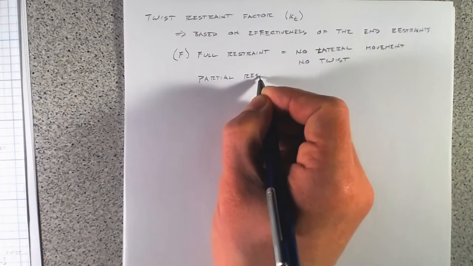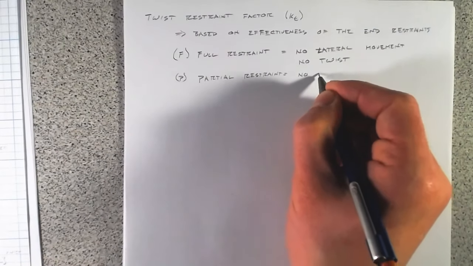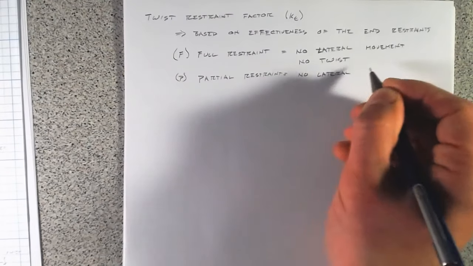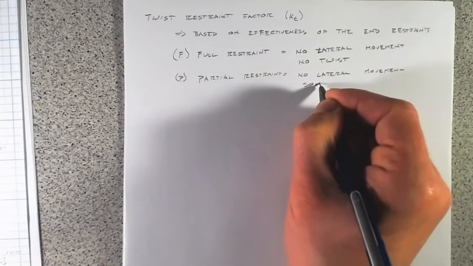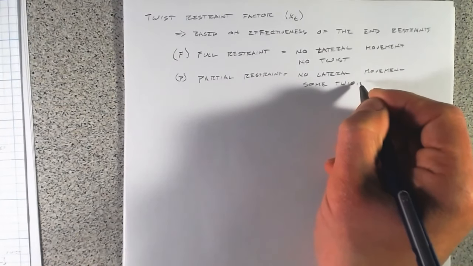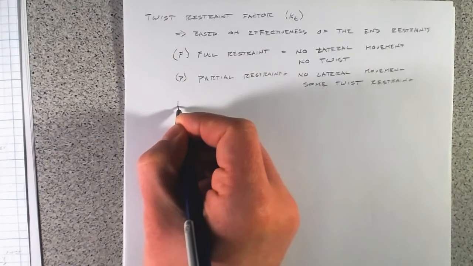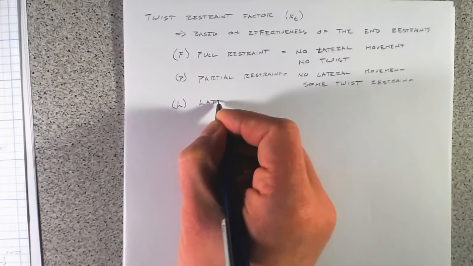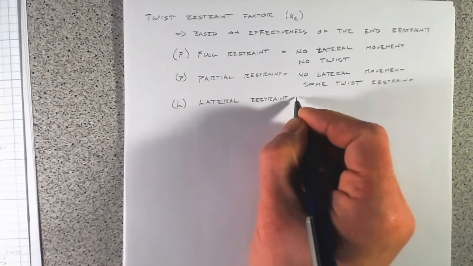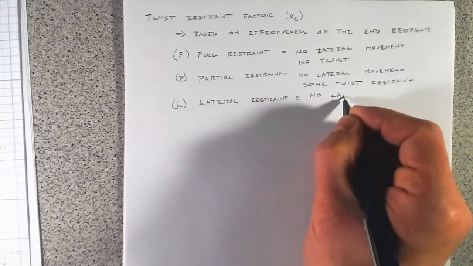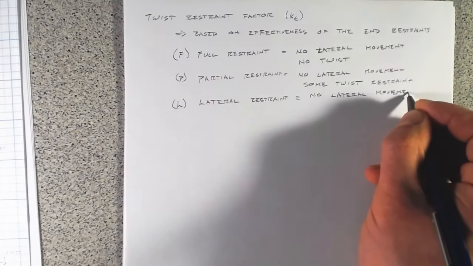A partial restraint, P: no lateral movement, some twist restraint. L for a lateral restraint. So we have no lateral movement.